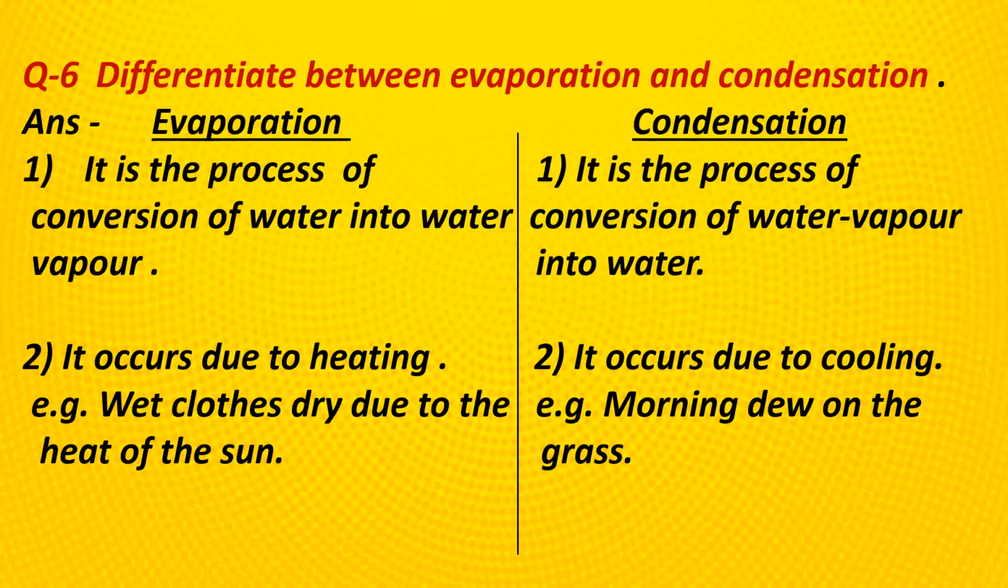Condensation: morning dew on the grass. In the winter season, or before or at the end of the winter season, you can see in the morning small drops of water on the grass or other plants, or on your vehicle standing outside your home. This dew occurs when the water vapor present in the air changes into liquid water. That is due to condensation, because water vapor changes into liquid water because of cold.